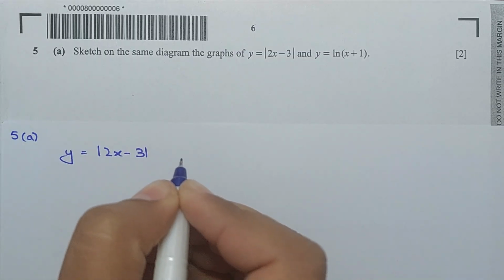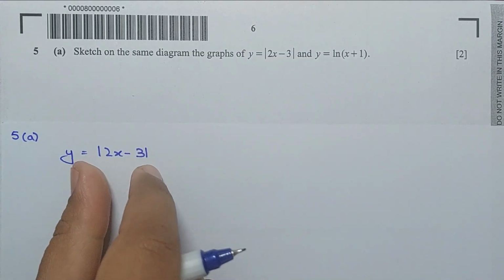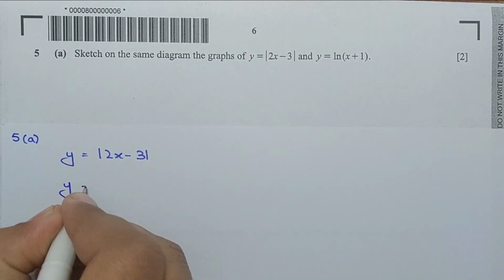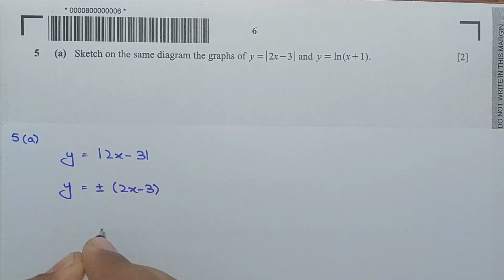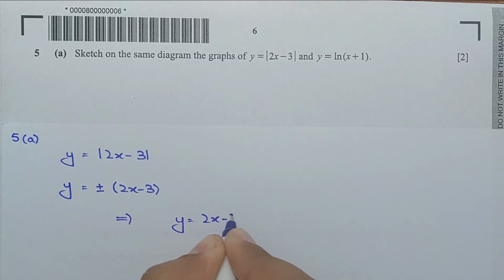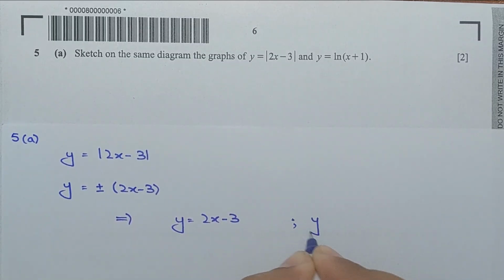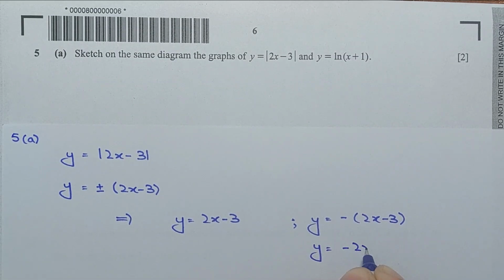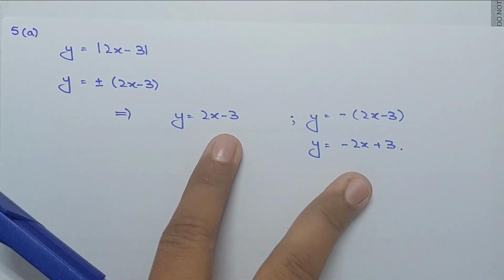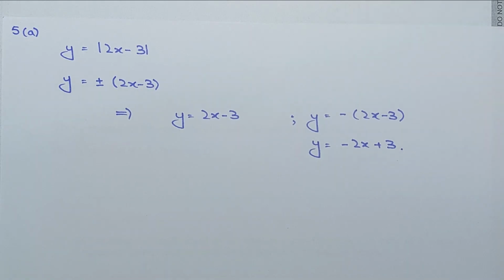How do we graph it out? We know that when you remove the absolute value, y would be equal to plus or minus of 2x minus 3. This implies we have two functions: y equals 2x minus 3, and the other one is y equals minus of 2x minus 3, and this becomes y equals negative 2x plus 3. Now we have to graph these two functions separately but on the same diagram, right?